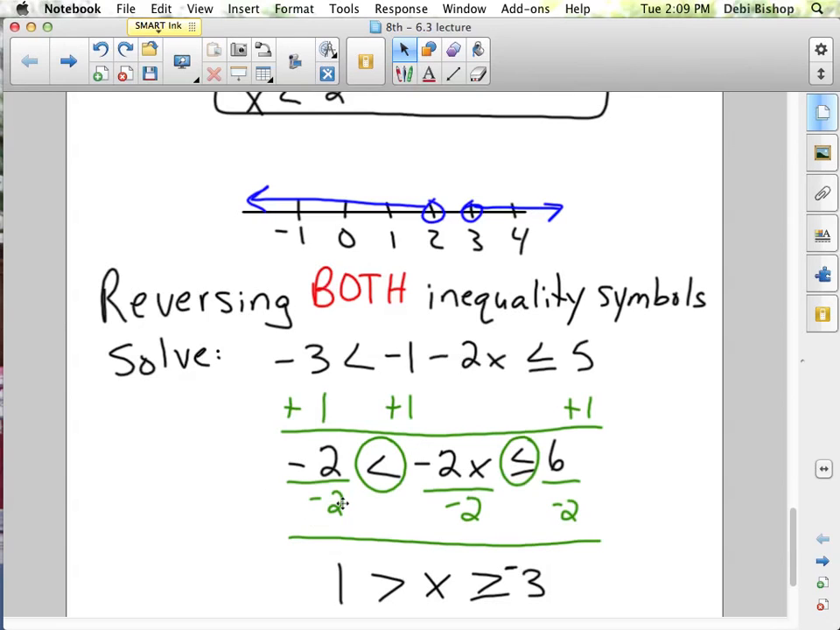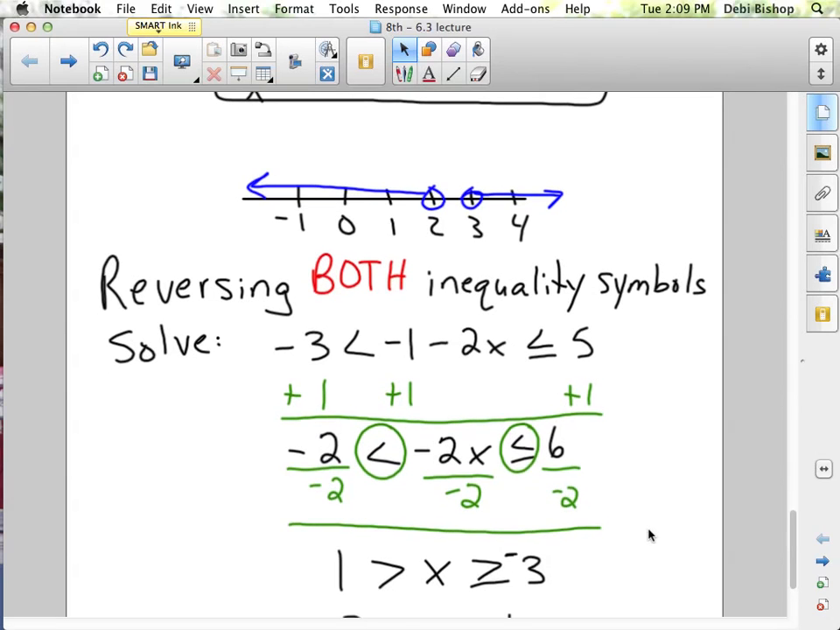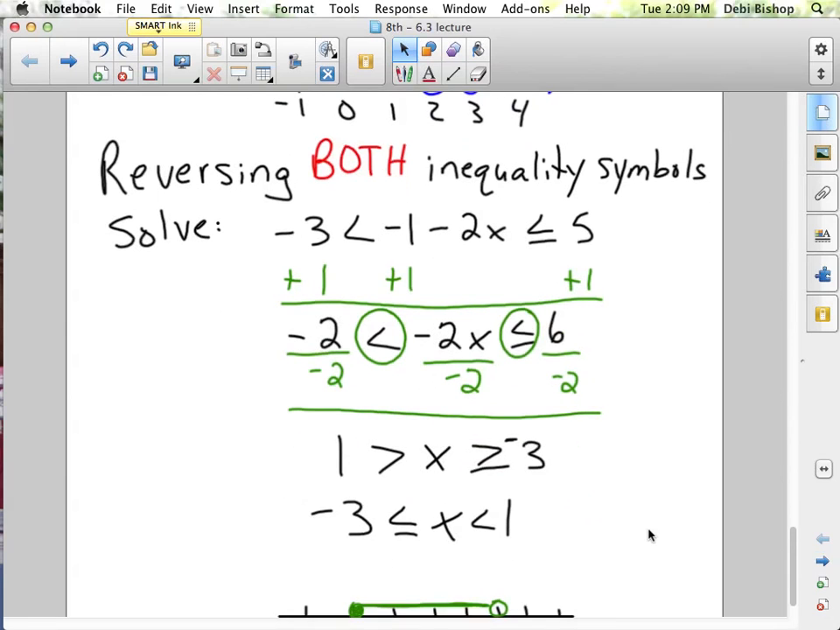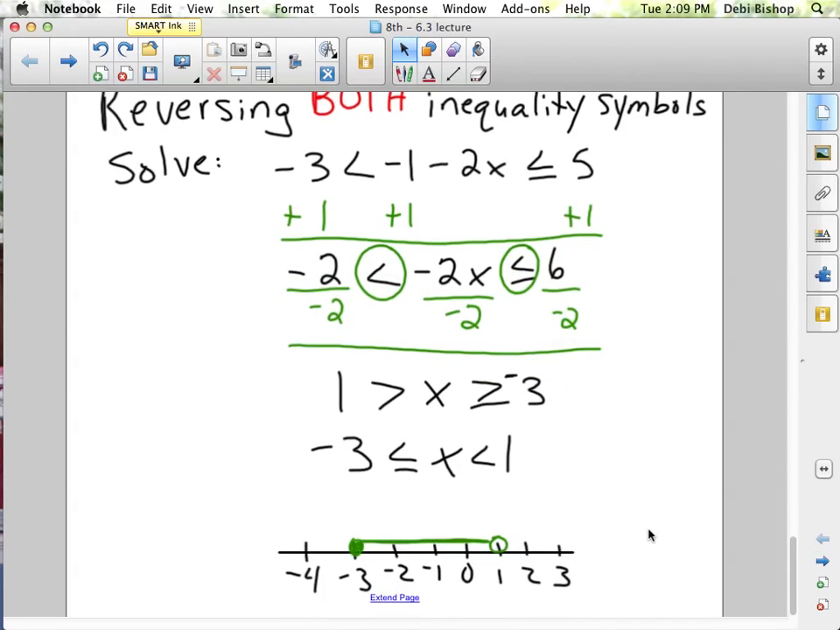So negative 2 divided by negative 2 is 1. Flip my sign, is greater than x. Flip my sign, is greater than or equal to negative 3. And then I rewrote it so that it made more sense to me when I graph it. And I have negative 3 is less than or equal to x, which is less than 1.